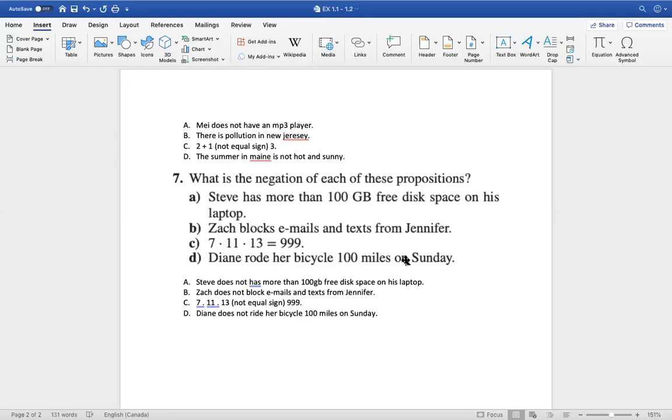The fourth one shouldn't be Diane did not ride her bicycle 100 miles on Sunday. Yeah, well, the grammar is not really important, but we can actually do that. What is important is that the not here has to be the negation of this statement. So we won't be taking out marks for incorrect grammar or for not sufficient knowledge of history or geography.